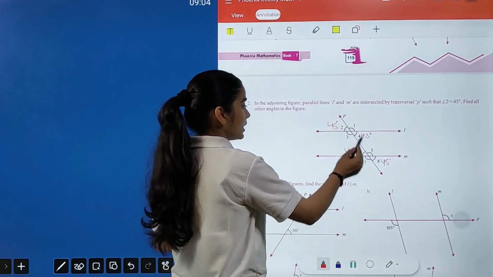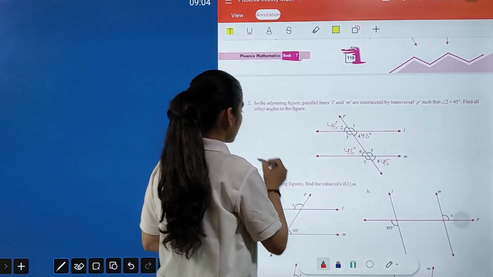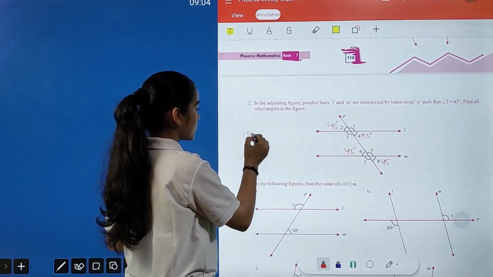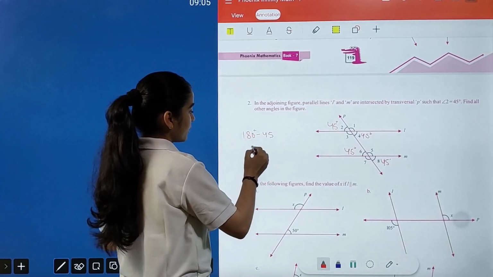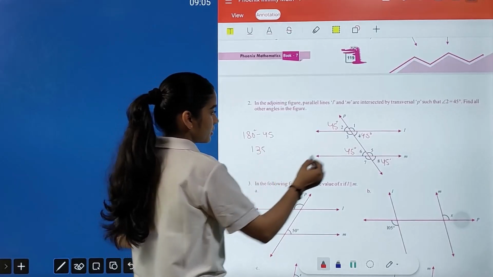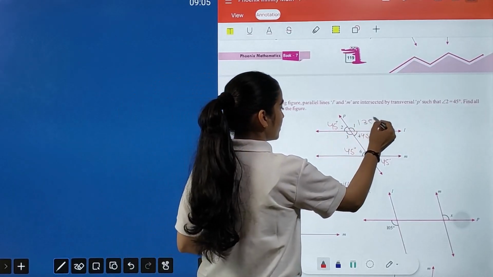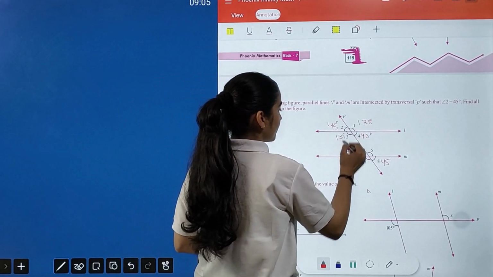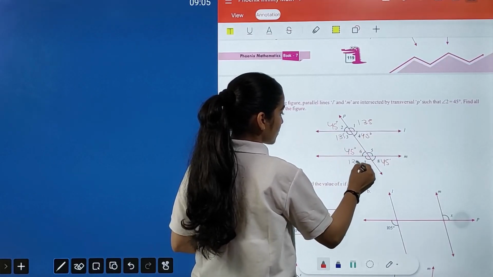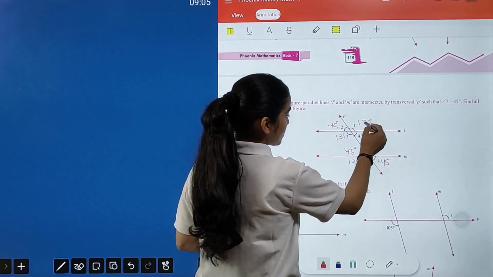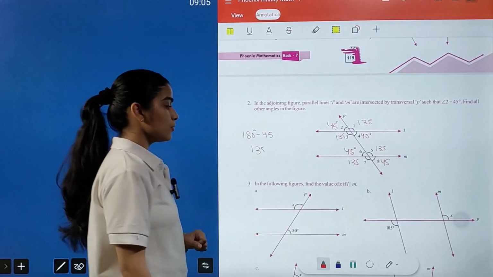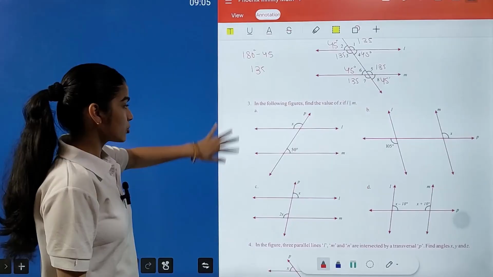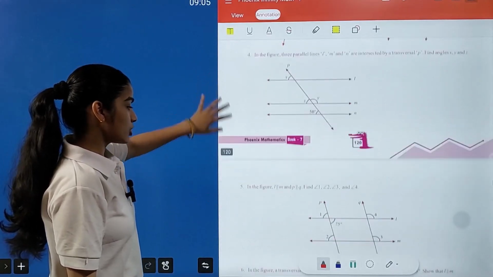We already know that the sum of interior angles on the same side is equal to 180 degrees. So you have to subtract 45 from 180, and 135 is your answer. So this is 135. This is 135. If this is 135, so this is also 135. And if this is 135, so this is also 135. In the same way, you have to find your answers in question number 3 and question number 4.